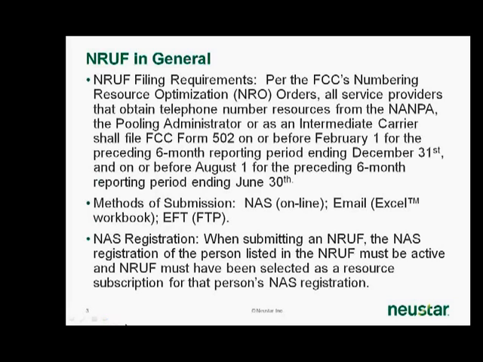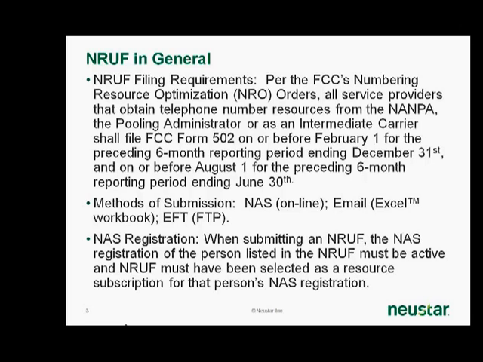Per the FCC's Numbering Resource Optimization, or NRO orders, all service providers that obtain telephone number resources from the NANPA, the pooling administrator, or as an intermediate carrier, shall file FCC Form 502 on or before February 1 for the preceding 6-month reporting period ending December 31st, and on or before August 1 for the preceding 6-month reporting period ending June 30th.